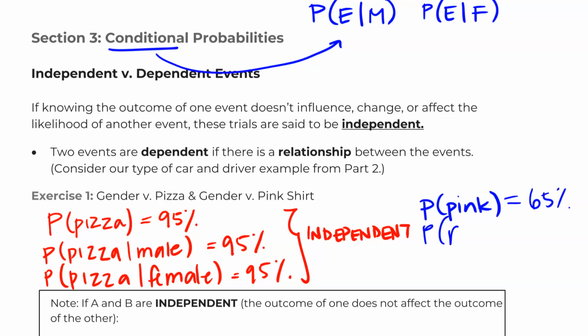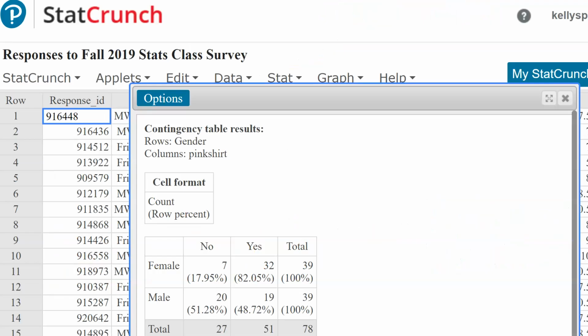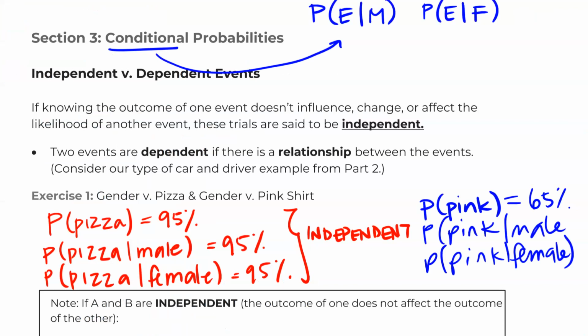Now the probability of pink given male, and the probability of pink given female, in order for this to be independent, would need to be the same. However, if you look at our actual data here, women looks like an 82%, where men were only a 49%. So a huge difference. The fact that we see these huge differences tells us that this is dependent, that someone's gender does influence whether or not they own a pink shirt. So that's the idea of independent versus dependent.